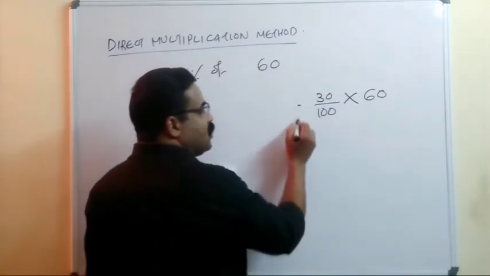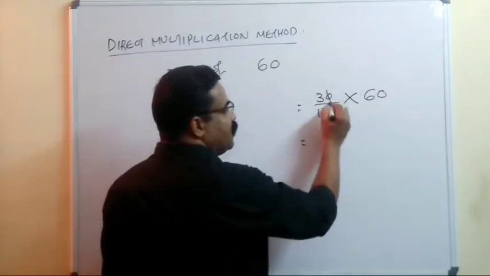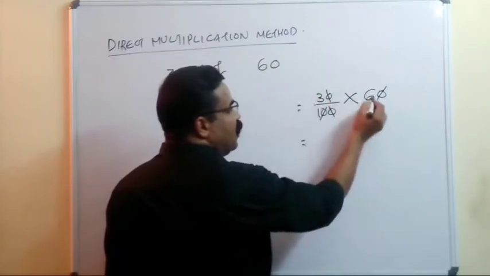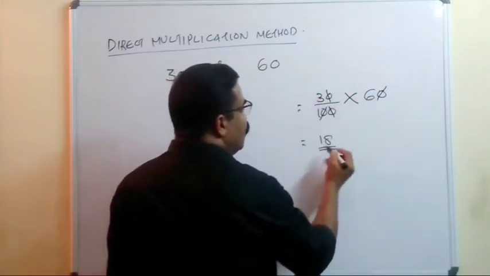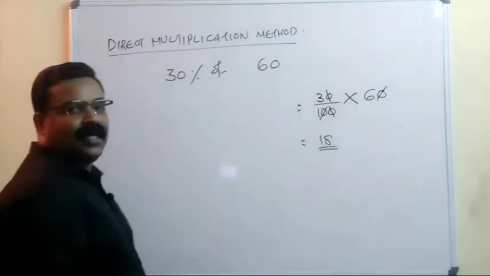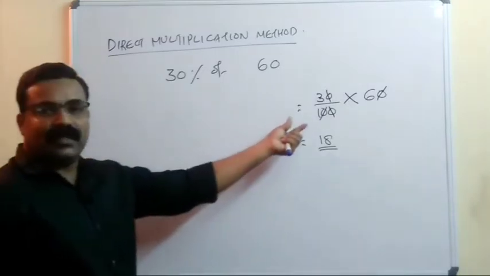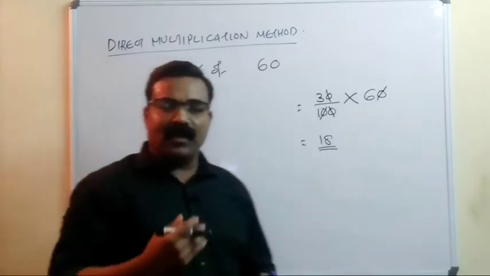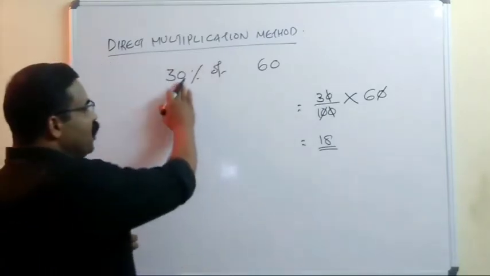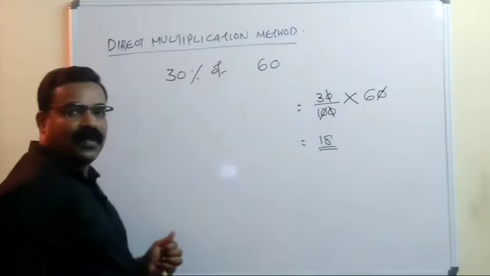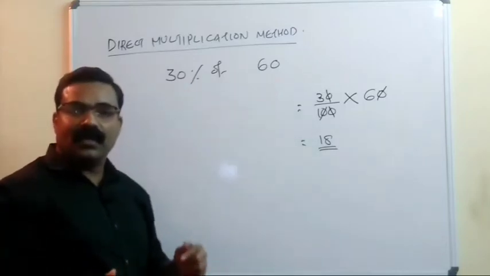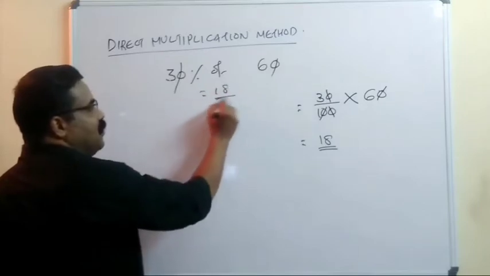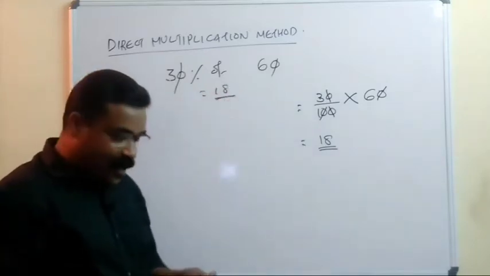Now what is the next step? We will cut these 2 zeros. So finally we write 3 into 6 equal to 18, and you got the answer 18. It's quite easy, but you need not do all these things. Here, what the direct multiplication method says is, if both the numbers include zeros, cut those zeros and multiply. 3 6s are 18. Easy? Yeah, it's very easy.